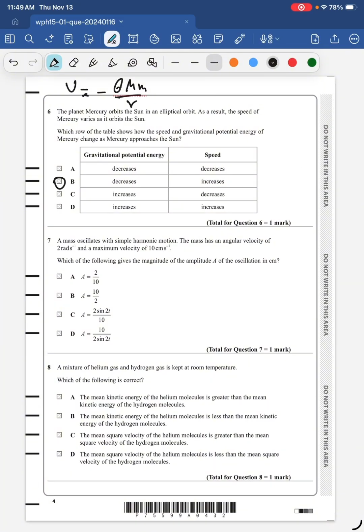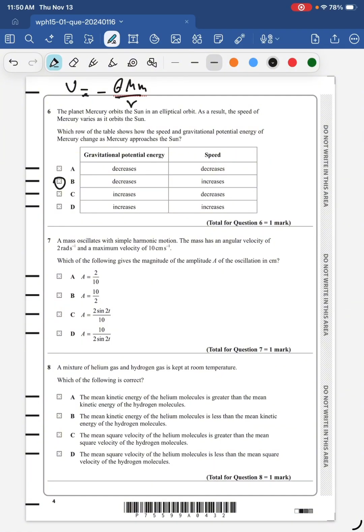It's a little bit of a counterintuitive problem, but you can think about it like imagine Mercury kind of falling onto the Sun. So as it falls, just like an object falling from the sky down to Earth, the speed will increase, right? So it's the same case pretty much. So the answer is B.